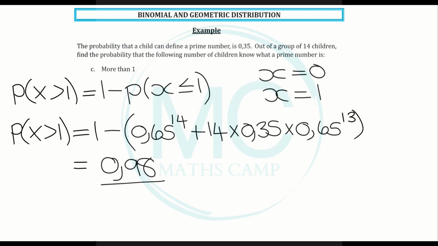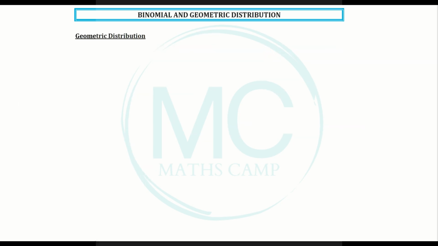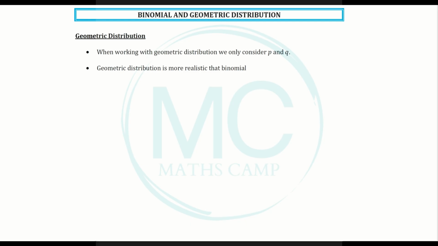Finally, I'd like to move on to geometric distribution. When working with geometric distribution, we only consider P and Q. An event happens or it does not. Geometric distribution is more realistic than binomial. We can use the formula for binomial distribution, but with geometric, it is up to you to decide when to use P and when to use Q. This will depend on the given scenario.